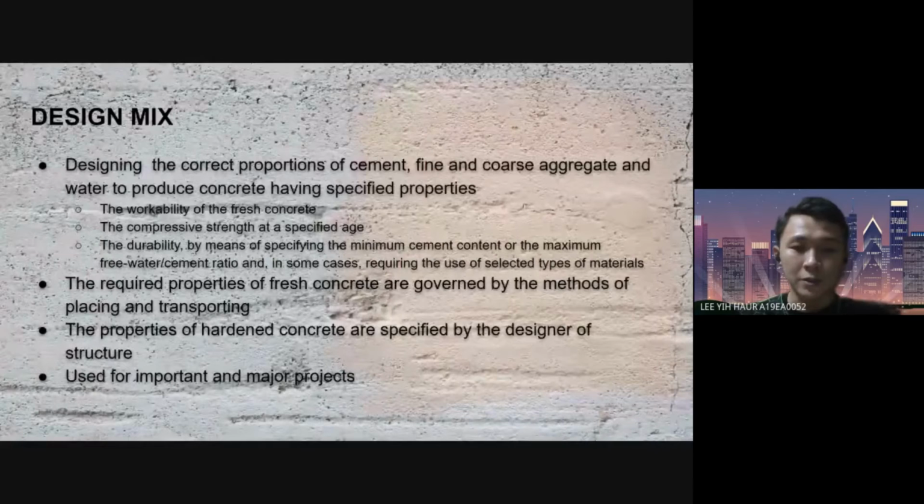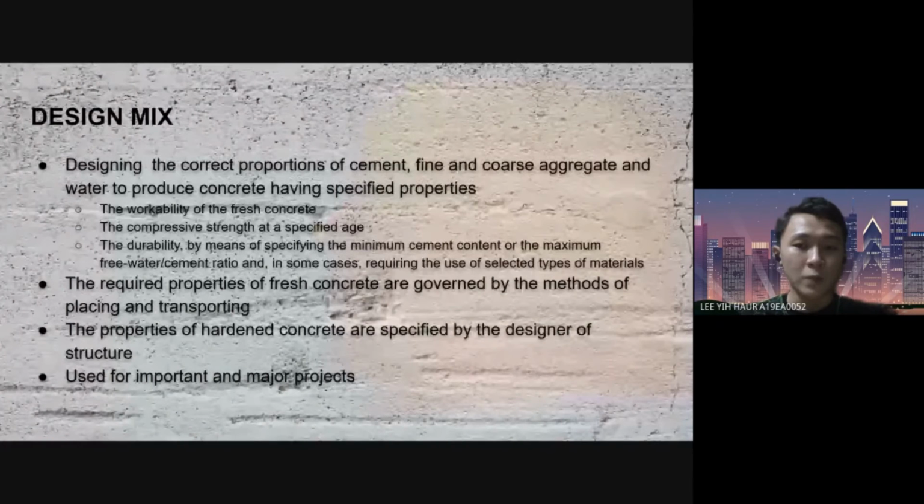The required properties of fresh concrete are governed by the methods of placing and transporting. For example, if the method of placing is pumping, the concrete requires higher workability, while the properties of hardened concrete are specified by the designer of the structure. Design mix is usually used for important and major projects.